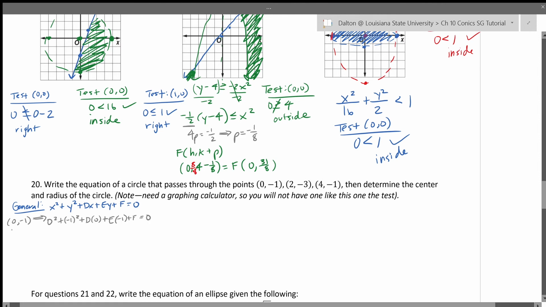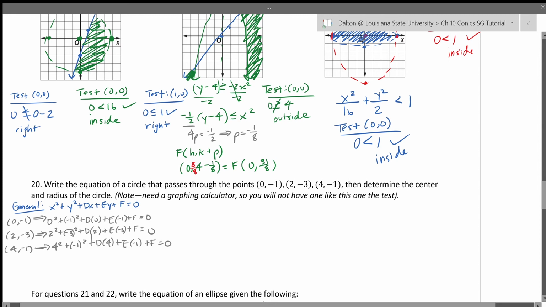If I substitute in the point 2, -3, everywhere I see an x, I'm plugging in 2, so that's going to be 2 squared plus -3 squared plus d times 2 plus e times -3 plus f equals 0. And then the last point, 4, negative 1. If I substitute that in, I get 4 squared plus negative 1 squared plus d times 4 plus e times negative 1 plus f is equal to 0.